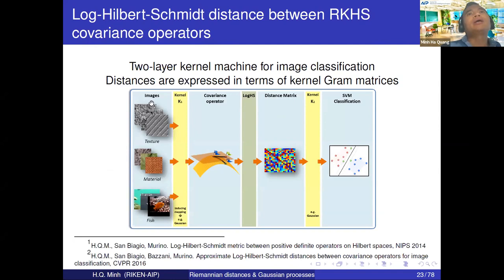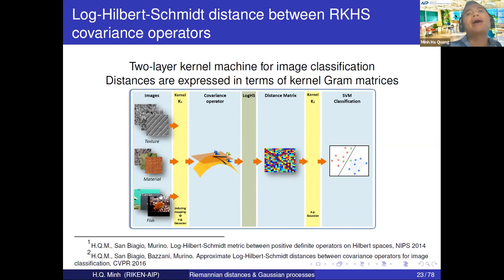Here we start with the images and the features and so on. And then we extract the features and we apply the kernel K1 on top of the features. Since K1 induces the feature map, we can define a covariance operator using K1. Now, this covariance operator is defined implicitly, of course. Each image is represented by one covariance operator. Then we can compute the log-Euclidean distance between these covariance operators, compute the distance matrix, and we can apply a kernel K2.